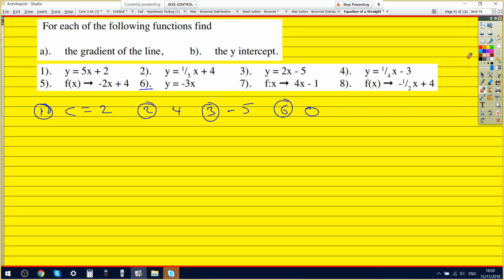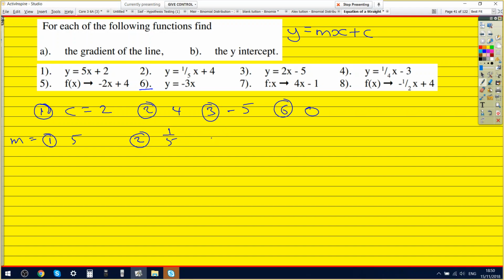And so every straight line, remember I said it looks like y equals mx plus c, y equals 3x plus 2, a half x minus 4. For each of these, what is the m? So let's say for question 1, what is the m? And m is the number in front of x. 5. Question 2. 1/5. Yeah.